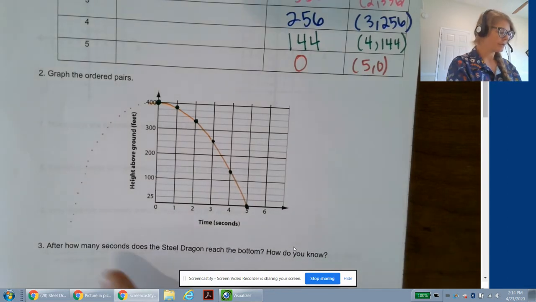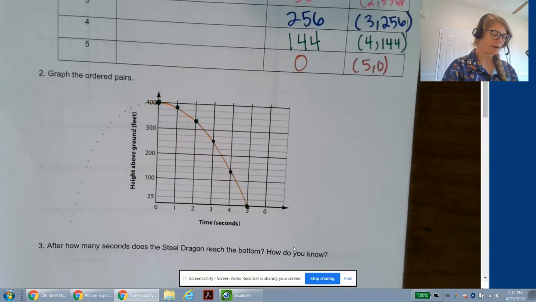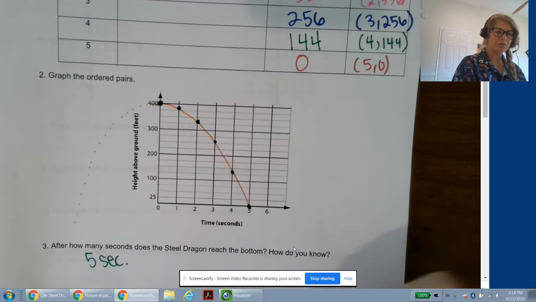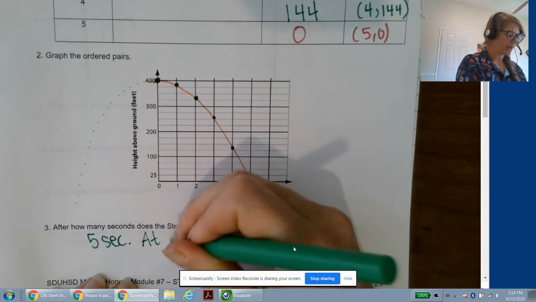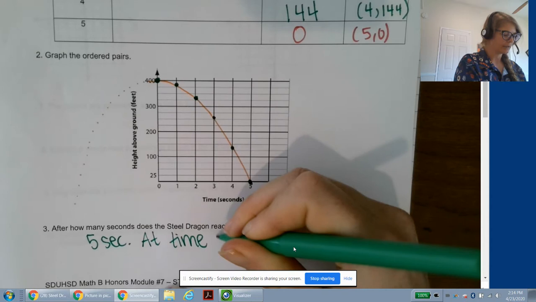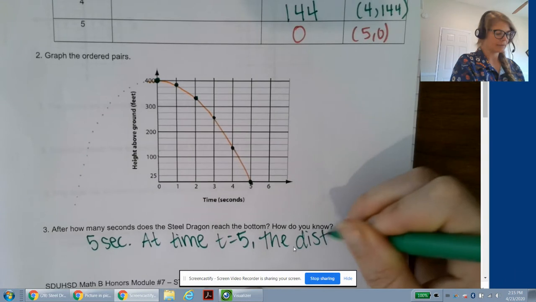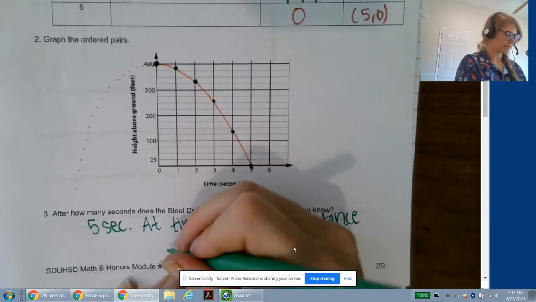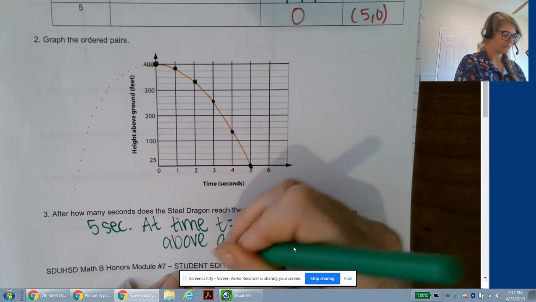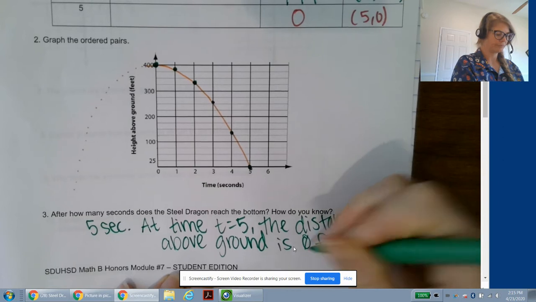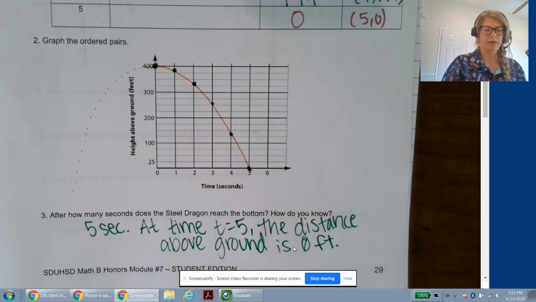Thinking about that. So after how many seconds does the steel dragon reach the bottom? 5 seconds. How do you know? At time t equals 5, the distance above ground is 0 feet. We have reached 0.